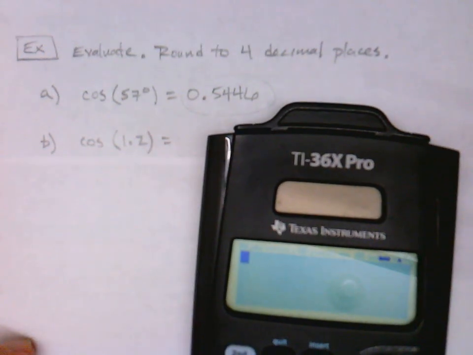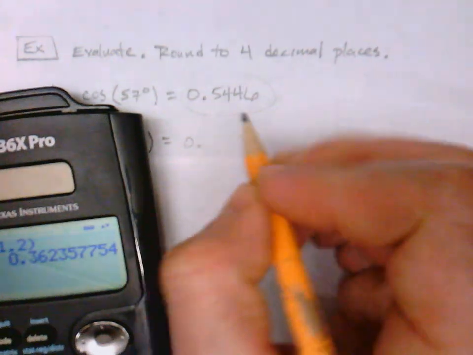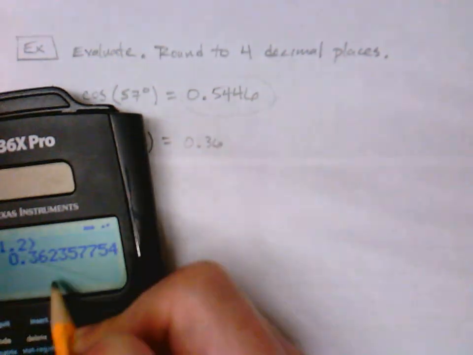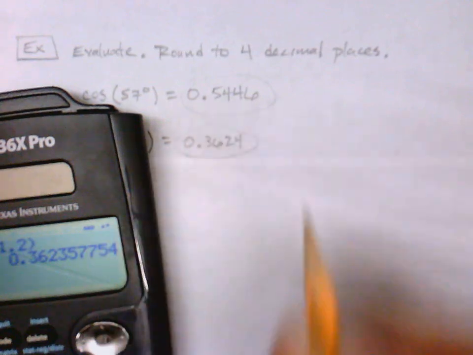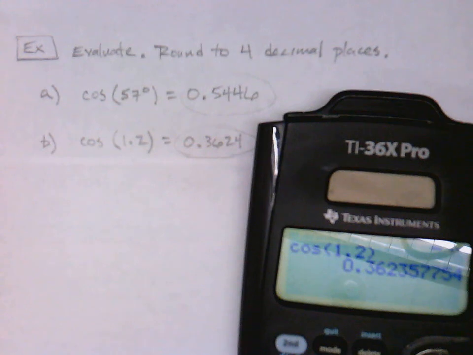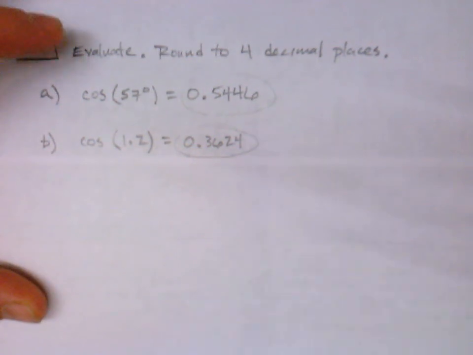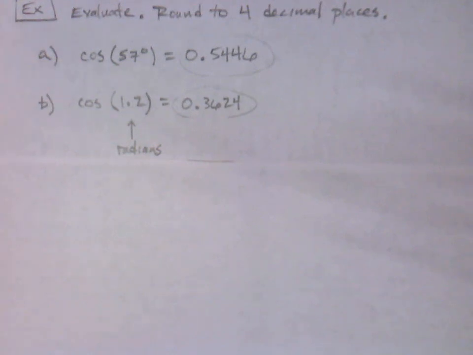Okay, so here if I'm in radian mode, cosine of 1.2, there it is, 0.3624, if I round that. So really what is this? Just be careful that you're in the right mode. And okay, I've noted that there, that's radians if they don't say otherwise.